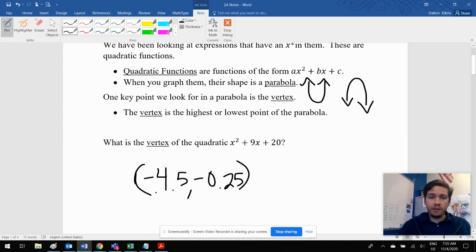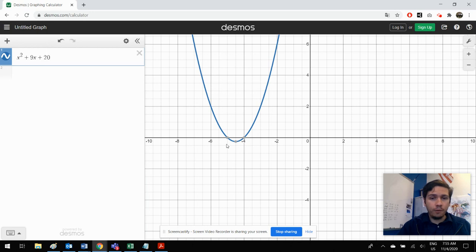That's what a parabola is, and that's how you find the vertex. Again, the vertex is the highest or lowest point on the parabola. You can go ahead and graph them on Desmos, and it'll tell you what the lowest or highest point is.